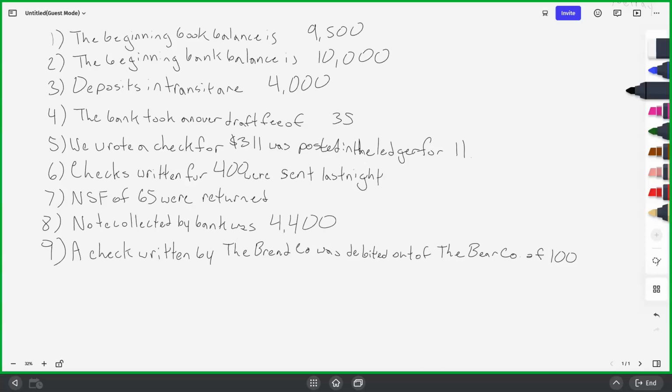Overdraft fee. Basically, when you take too much money out of your bank account, the bank charges you for it. Oh, fun fact about owning a bank account.